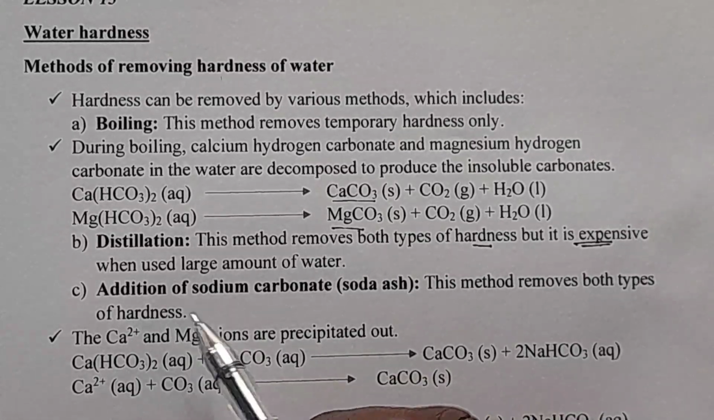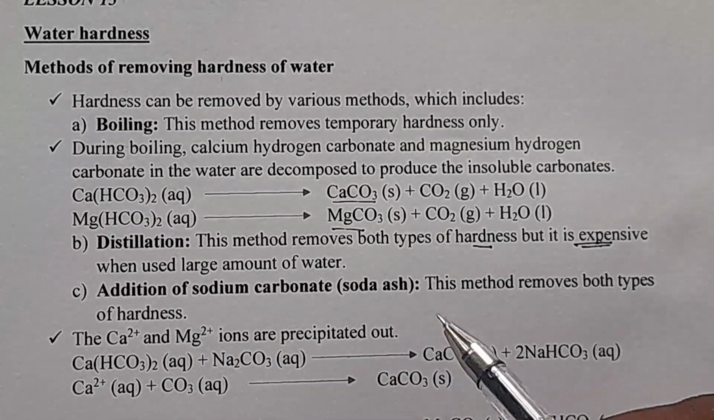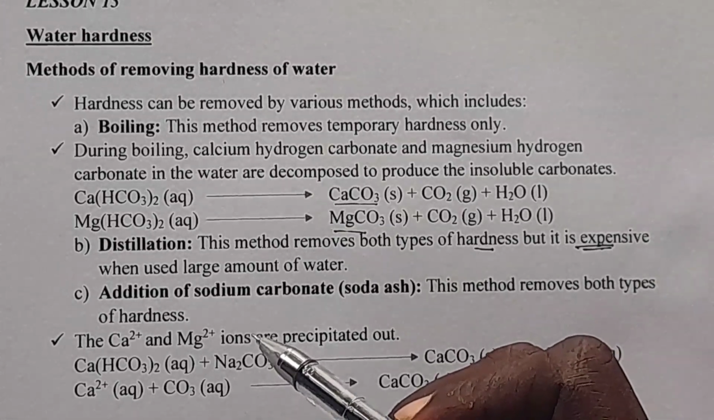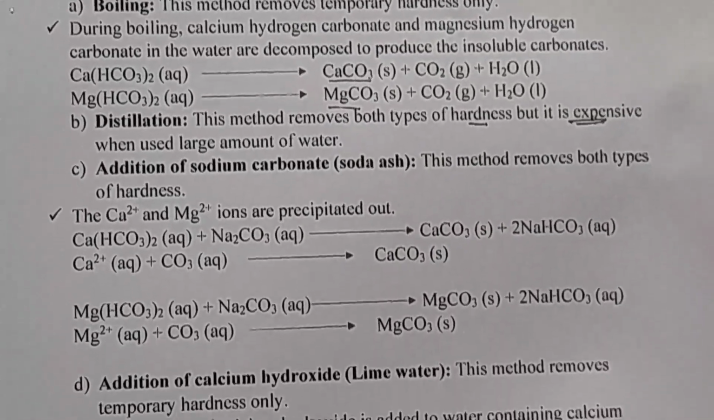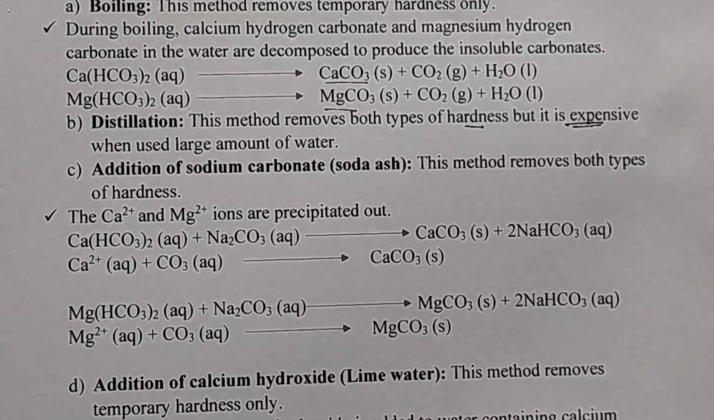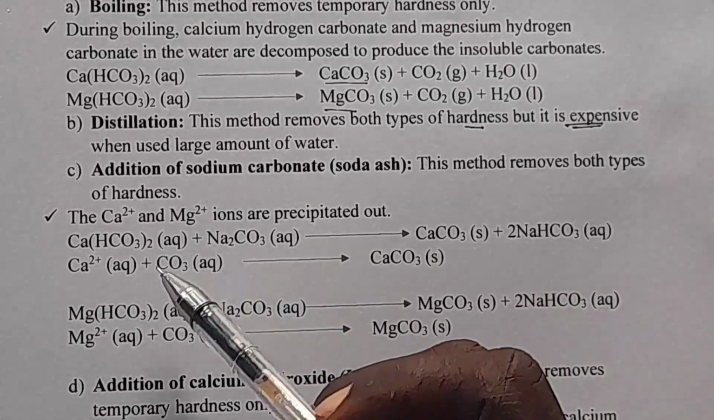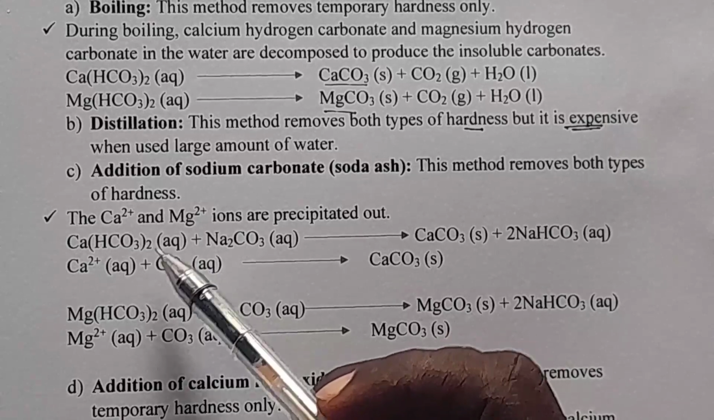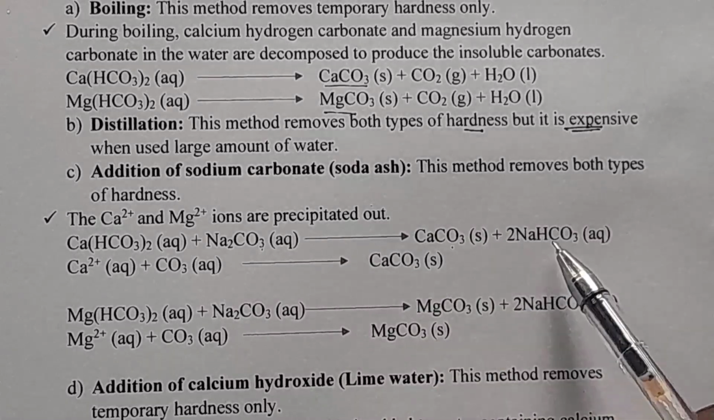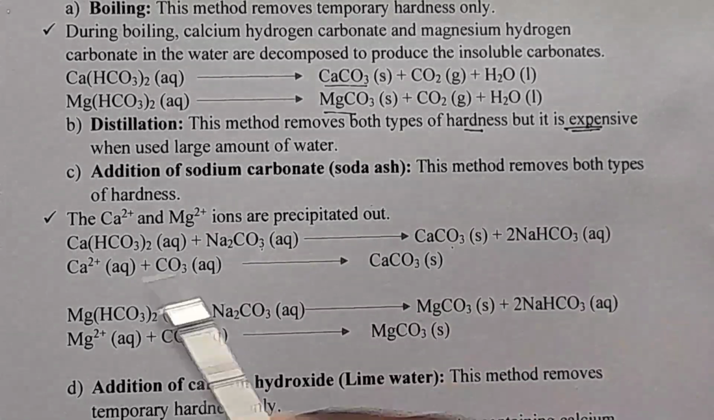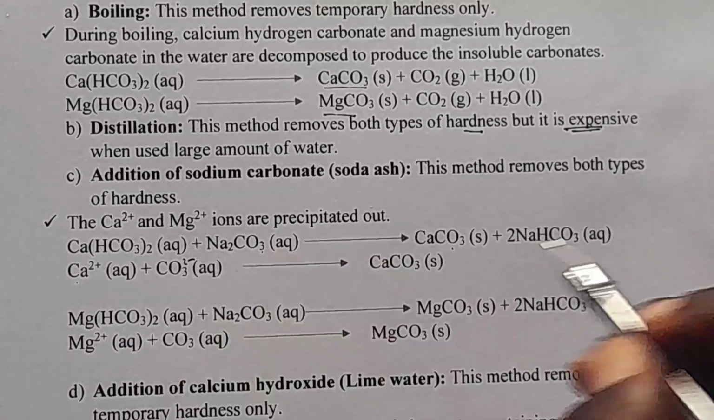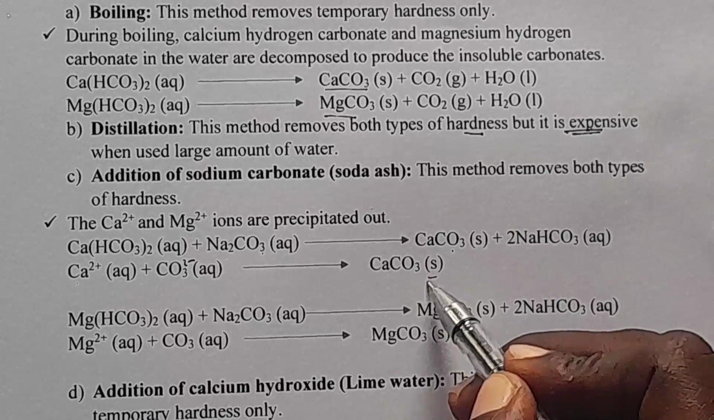Number 3, we have addition of sodium carbonate, which we can call soda ash. This method removes both types of hardness, that means both temporary and permanent hardness. The calcium ions and magnesium ions are precipitated out. If we write a full example for temporary hardness, we have calcium hydrogen carbonate reacting with sodium carbonate, giving you calcium carbonate and sodium hydrogen carbonate. So the ionic equation will be like this: calcium ion reacting with carbonate ion, 2 minus, we get calcium carbonate, which is precipitated out.